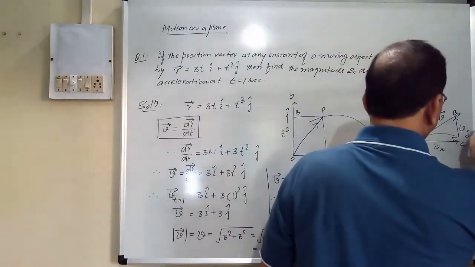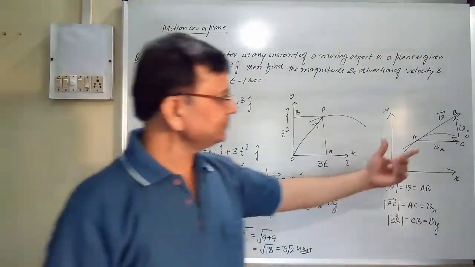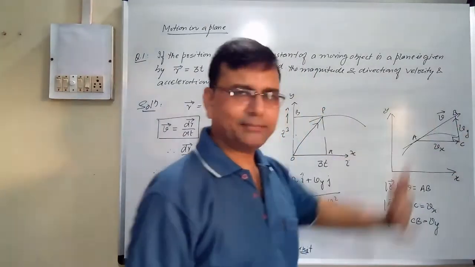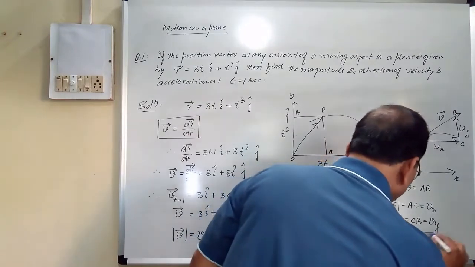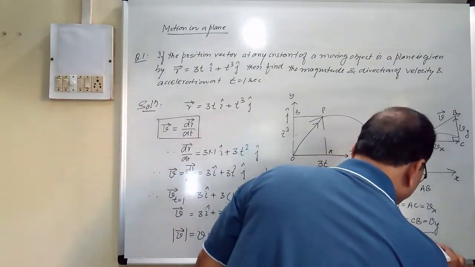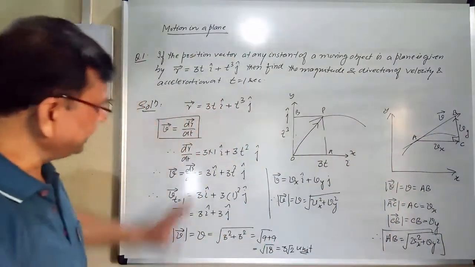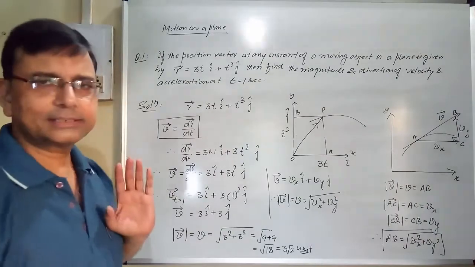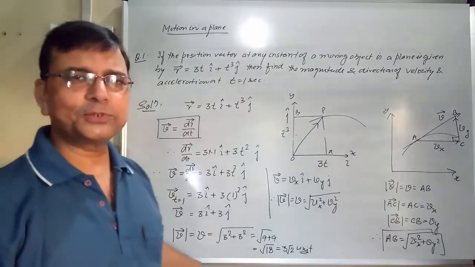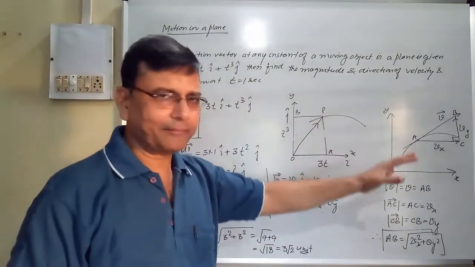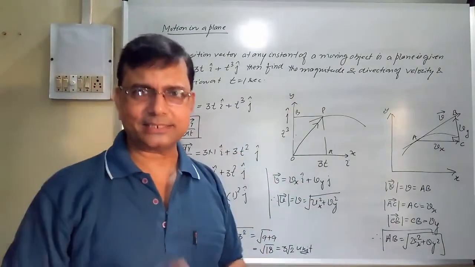This is Vy. Now ABC is a right angle triangle, then AB will be what? Under root AC square plus CB square. Therefore AB is equal to under root Vx square plus Vy square. This concept is used over here so that we got the magnitude of velocity. Is it clear? For solving the problems, you need not make the figure every time. For the sake of your understanding, I have drawn the figure and made you understand.